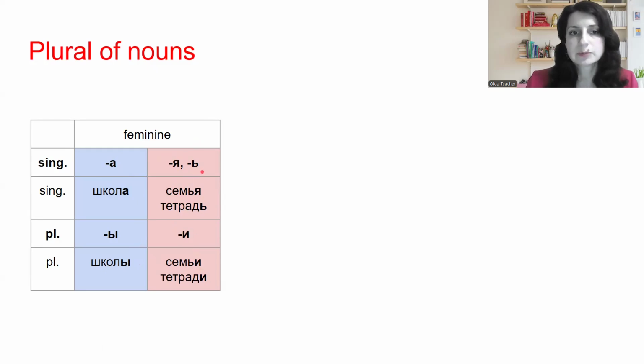And the soft sign we will also change to и. Тетрадь, тетради. A copybook, copybooks.